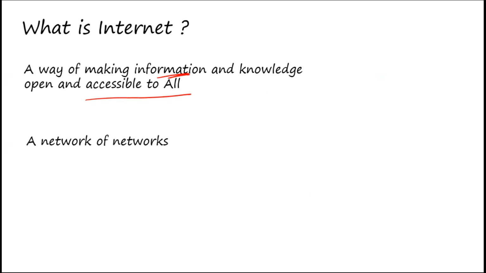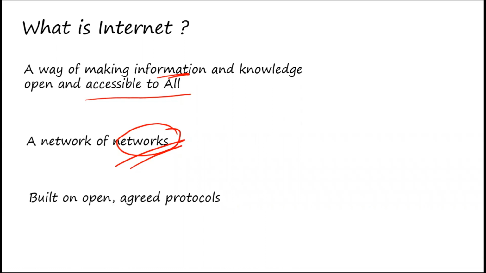Second comes physically, the internet is a network of networks. It is a network connecting other computer networks. We would be diving into great detail today. We would be studying networks in great detail today, what actually networks are, how they are composed, types of different networks, and so much more. Third, I would say it is built on open, agreed protocols. So very important, open and agreed protocols.